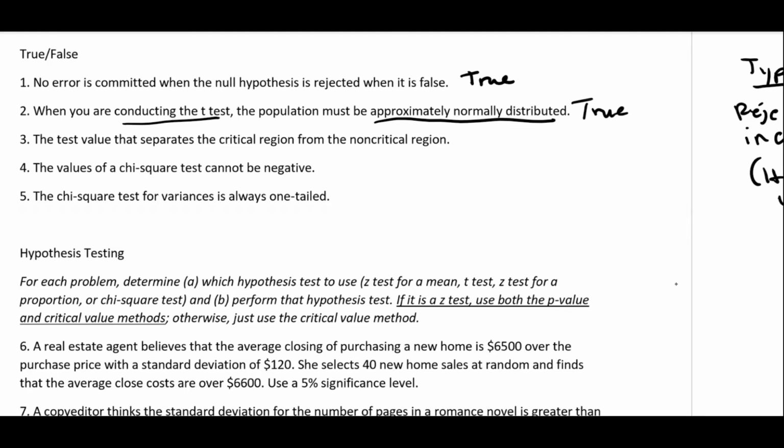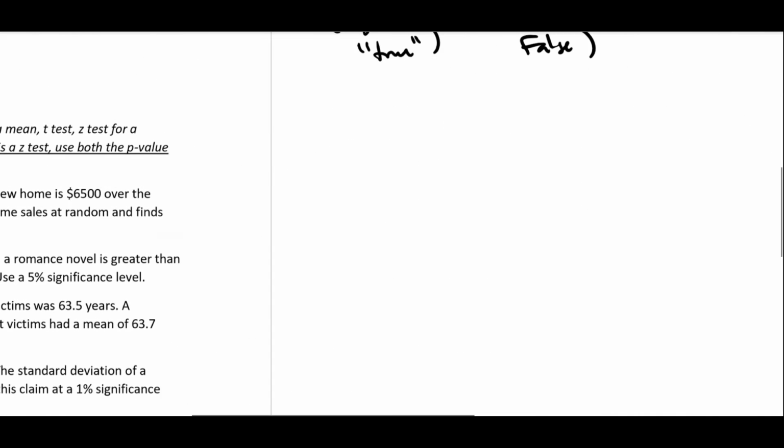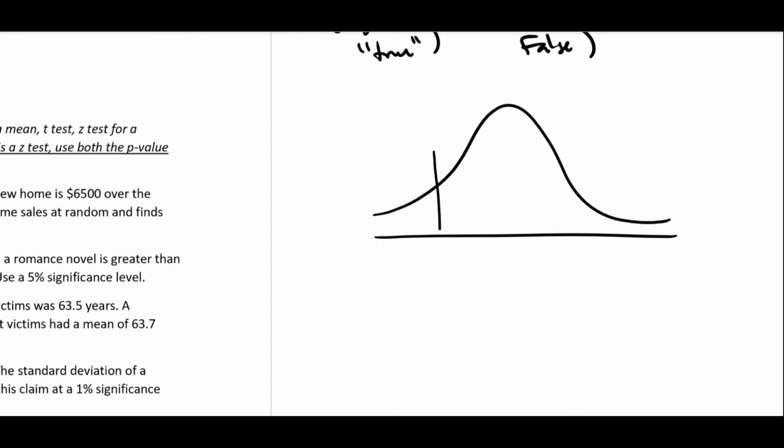Now, the test value separates the critical region from the non-critical region; there shouldn't be a dot there. This is also known as the test statistic, the z-test or t-test value. The critical region is known as the rejection region, and this is the non-rejection region. When you're given a curve, whether it's chi-square or not, there's usually a rejection region.